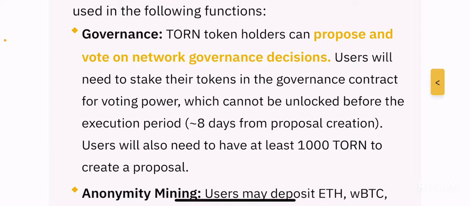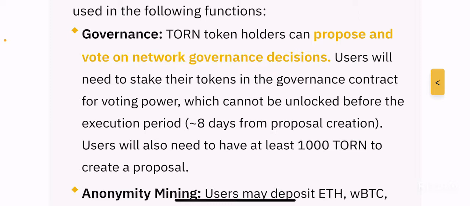So again, their governance proposals work in a slightly different way compared to many other protocols. So what TON token holders can do is basically make proposals and vote on network governance decisions, right? So again, pretty straightforward explanation. But if you see, you would obviously need to stake your tokens in the governance contract in order to get the voting power. And the catch is, when you deposit your tokens, you won't be able to withdraw them until the execution period has passed, right?